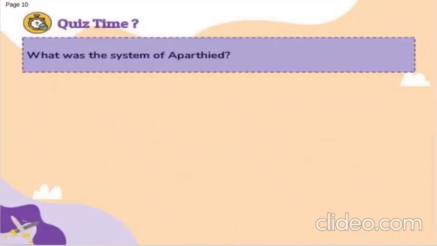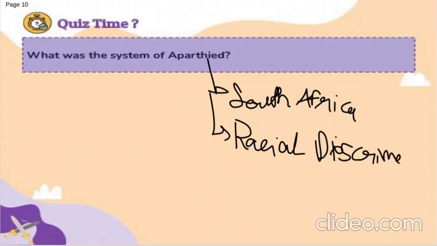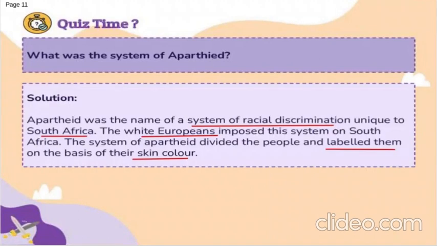So question number one. What was the system of apartheid? Apartheid was in South Africa, correct? Apartheid basically meant racial discrimination, discriminating people based on their skin color. So it was a unique system to South Africa of racial discrimination where the white Europeans imposed the system and people were divided on their skin color, blacks and whites. Blacks were considered inferior and whites were the superior ones. So that was the system of apartheid.